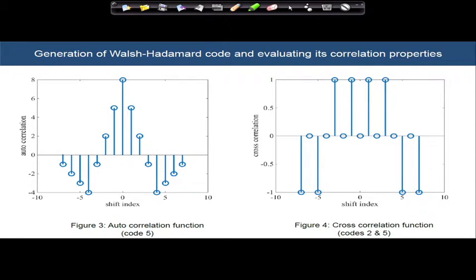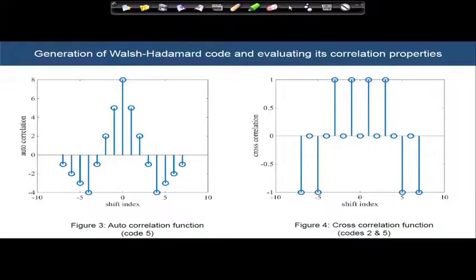So this concludes tutorial 3, and in the next tutorial we will try and make use of these codes, and specifically the Walsh-Hadamard code, in order to evaluate the performance of certain spread spectrum modulation systems. So in that sense, this tutorial assumes importance, because we are going to make use of these codes throughout the remaining tutorials for generation of bit error rates, specifically for performance evaluation of spread spectrum systems.